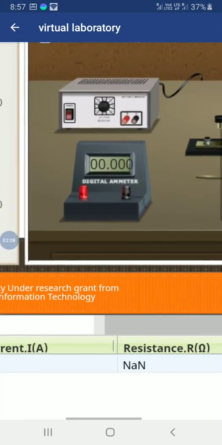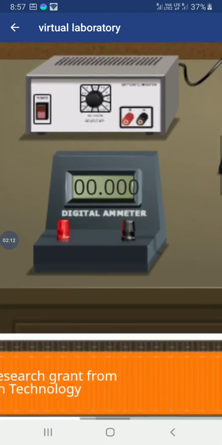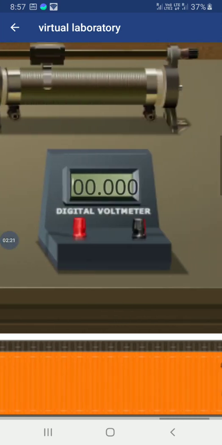So here you can see the battery, one positive and one negative. Red is positive and black is negative. And here in the digital ammeter also there are negative and positive, red and black. Red is always positive and black is negative. Here also negative and positive you can see, and we will connect it.